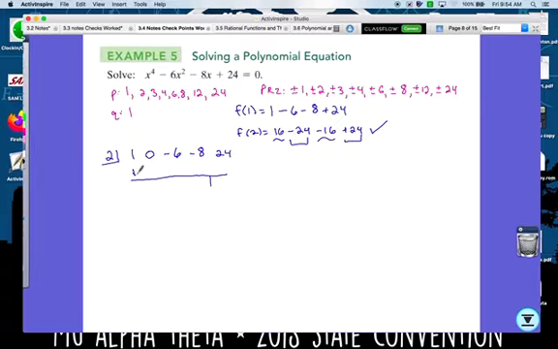We do our synthetic division. Bring down the 1. Multiply it by the 2. Add that to the 0. Multiply by the 2. Add that to the negative 6. Multiply it by the 2. Add that to the negative 8. Multiply that by the 2. All right, and we do in fact get that 0 as our remainder.